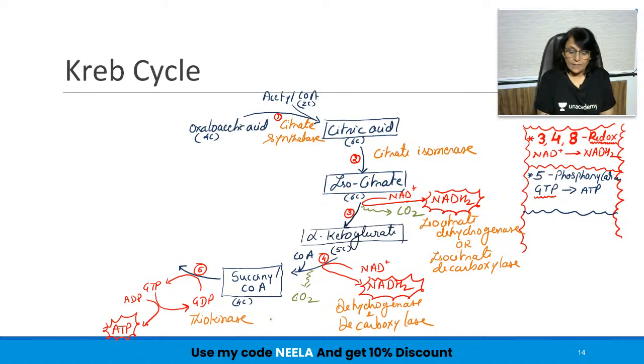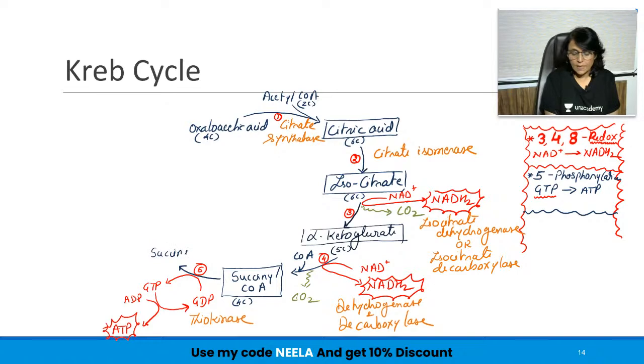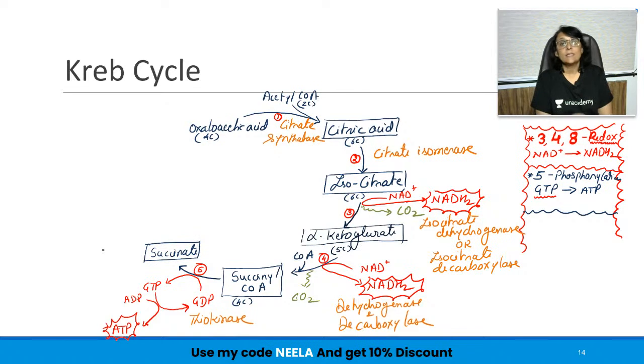And this succinyl coenzyme A is going to change into succinate or succinic acid. Succinyl coenzyme A is a 4-carbon compound. Succinic acid is also a 4-carbon compound. Succinyl coenzyme A has coenzyme A. Succinate is without coenzyme A. So here this coenzyme A will also be lost. This is our step number 5.